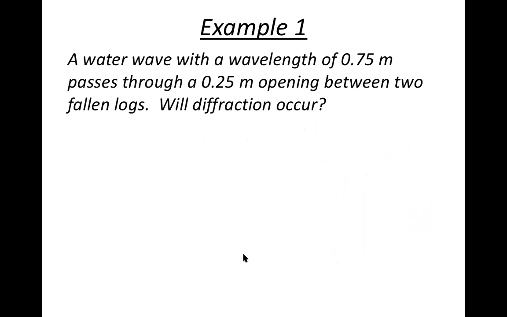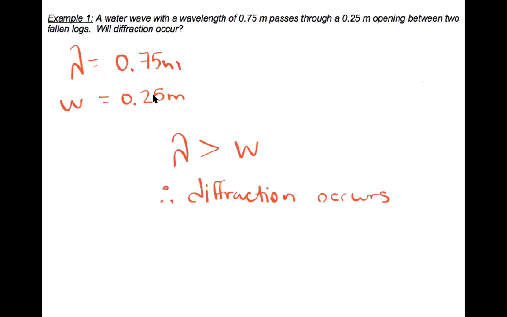Okay, let's try an example. A water wave with a wavelength of 0.75 meters passes through a 0.25 meter opening between two fallen logs. Will diffraction occur? So we have a water wave with a wavelength given. This is lambda, and it passes through a certain size opening. That's W. So we simply write out our givens and compare. The wavelength is bigger than W, therefore diffraction is noticeable.